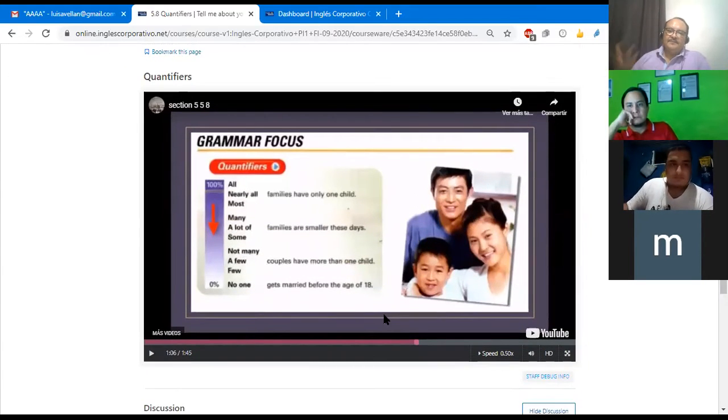Later, you will see more, okay, there are more, like very, very few. Some, well, some you can also use in negative sentences and questions. So there are others; these are some of the quantifiers.